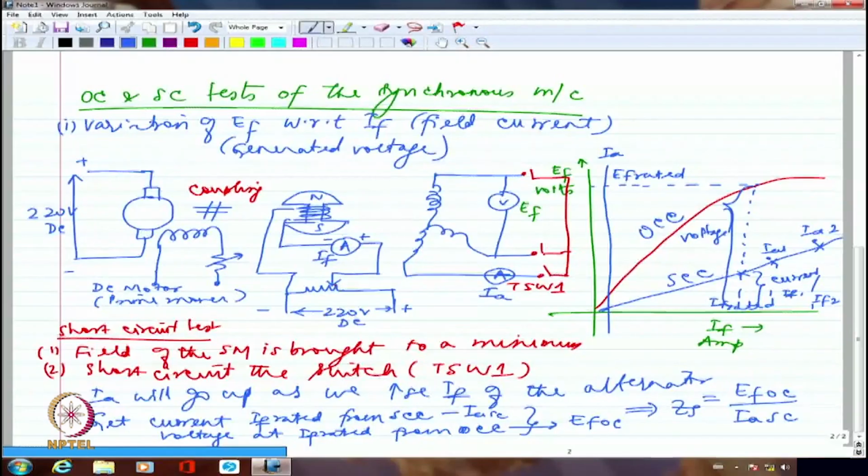Yes, Sankalp. Let me draw the graph once again here.